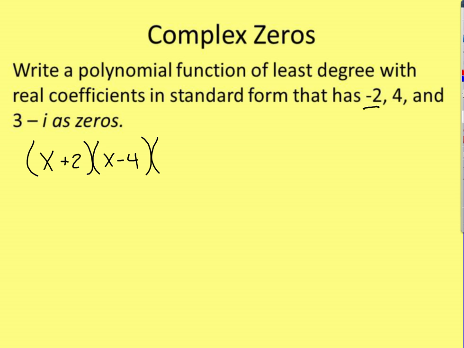We have 3 minus i. You need to put that in parentheses. So we have x minus (3 minus i). And that last theorem we wrote down, the conjugate theorem, says if I have 3 minus i, we also have 3 plus i.